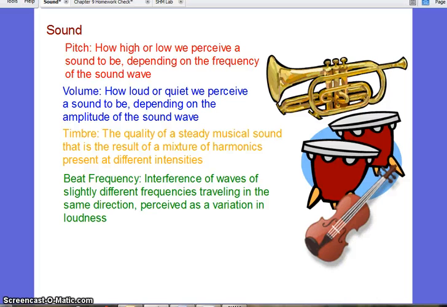So when talking about sound, we have pitch, volume, timbre, and beat frequencies produced by different instruments, and they apply to frequency, amplitude, and just the different shapes of the waveform given off due to constructive and destructive interference.